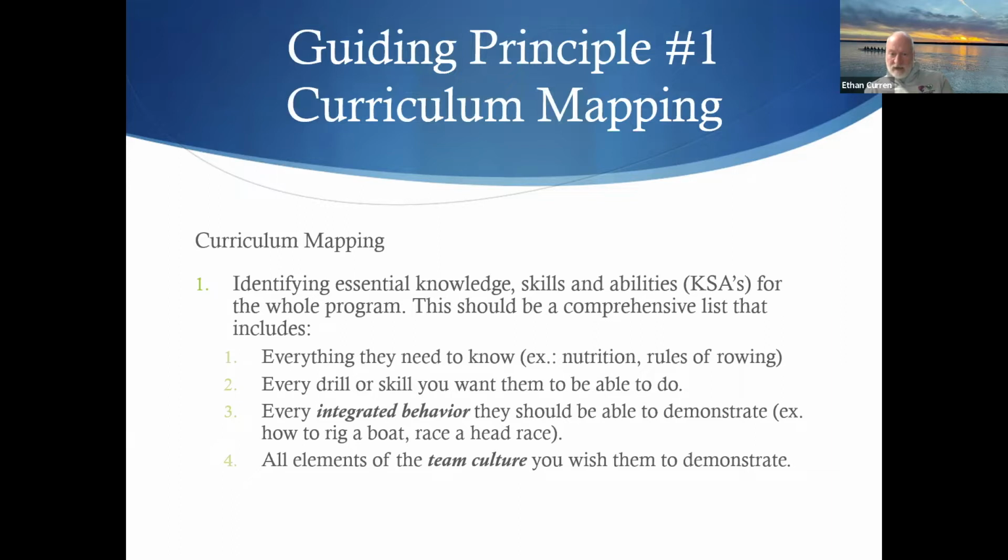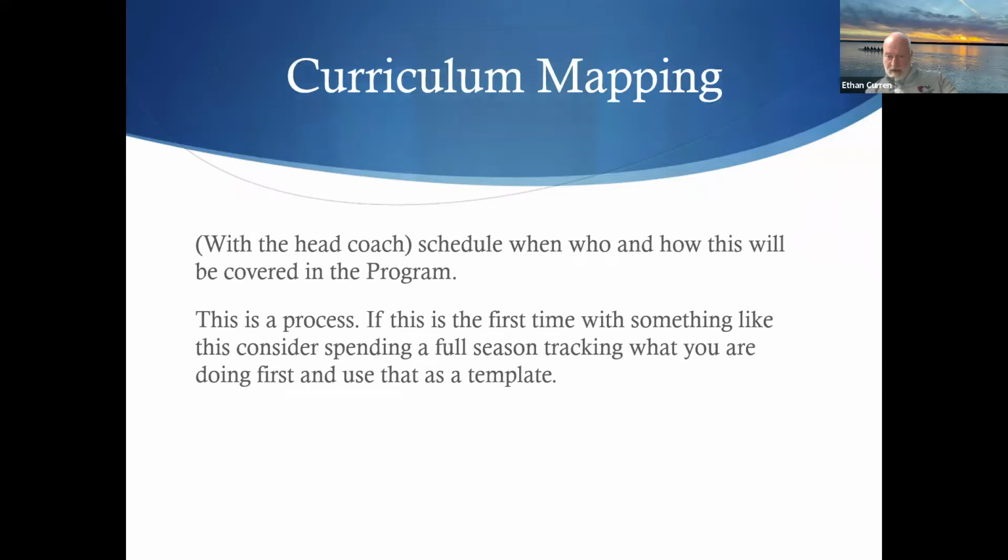So one of the guiding principles here is this idea of curriculum mapping, which is essentially suggesting that everybody within the program should sit down and have a comprehensive list of the things you expect the members of your team to know. Everything pertaining to, do the coxswains know the rules of rowing, and when did they learn that? All the drills and skills you want, all the behaviors they should be able to demonstrate. Do they need to know how to rig a boat? Well, okay, when are they going to learn that? And everything you put in that bucket needs to be figured out as to when in the progress of that athlete's career they are going to learn that. Otherwise, things have a tendency to go by the wayside.